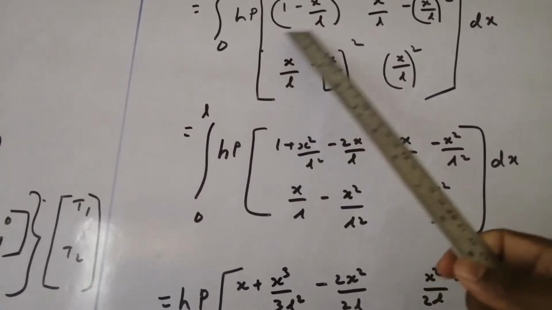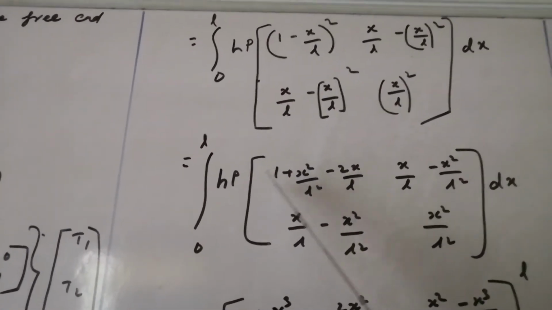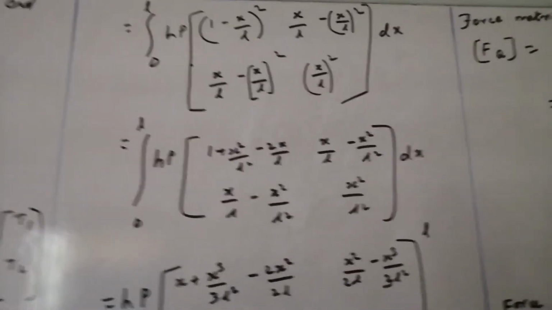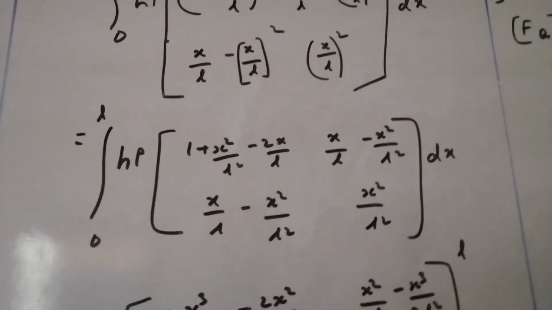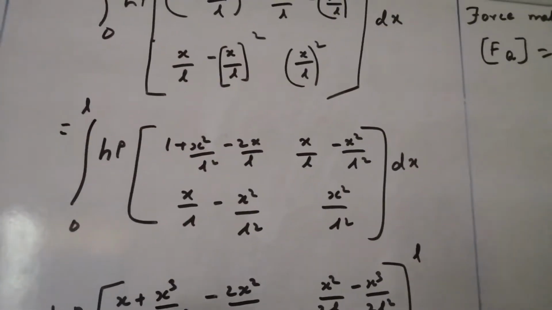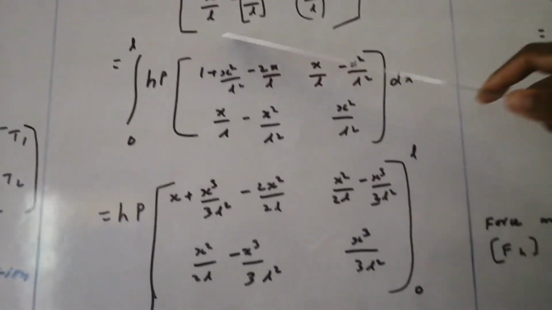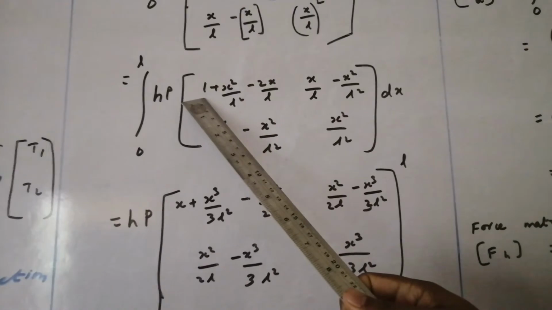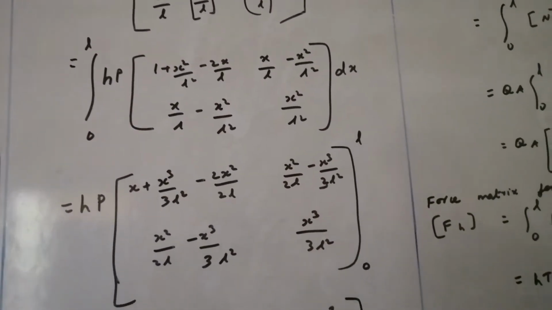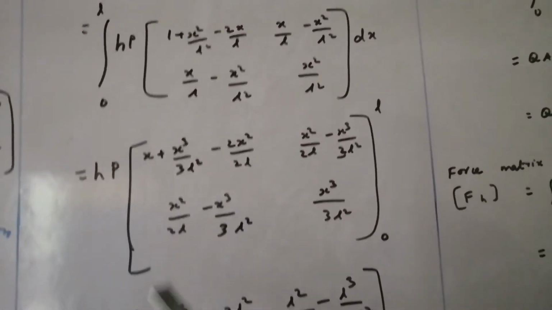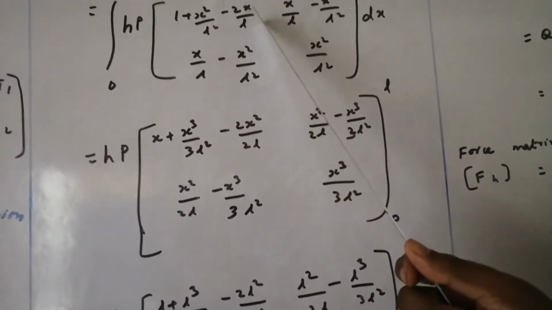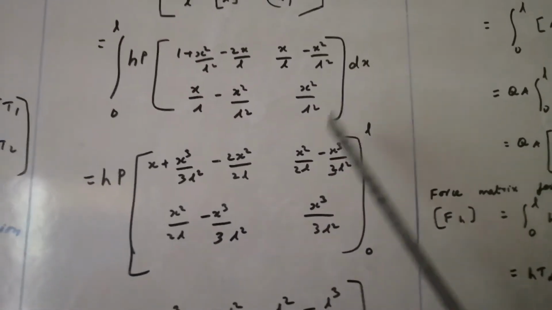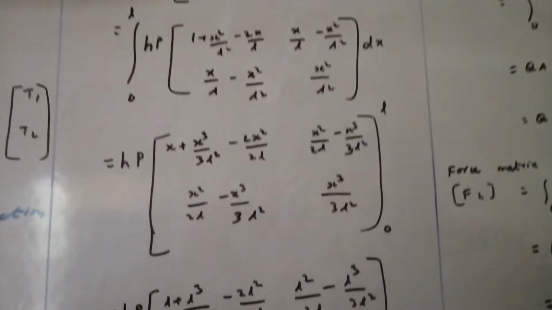And we know that we are expanding (1 minus x by L) squared, which we will get as 1 plus x squared by L squared minus 2x by L. And we know that h and P are constant terms. So we are taking them outside and we are integrating this entire term. While integrating a constant term, we will get x. And while integrating x squared by L squared, we will get x cubed by 3L squared. And 2x by L will become 2x squared by 2L. x by L will become x squared by 2L, and it goes on.